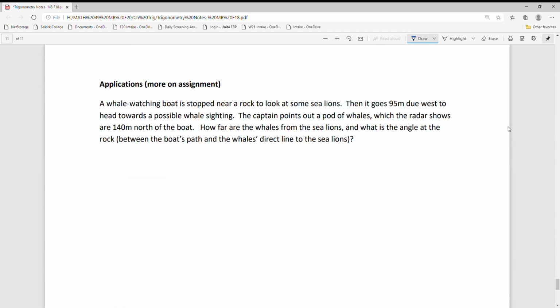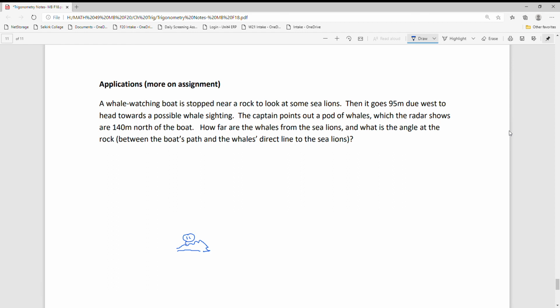The last bit in the notes is an application, and this question is a little bit goofy, so I've kept it in the notes because it does need a little bit of help. In most of the applications, you're given a diagram, which makes this a lot better. Basically, this question is about three different things. There are some rocks with some sea lions on it.